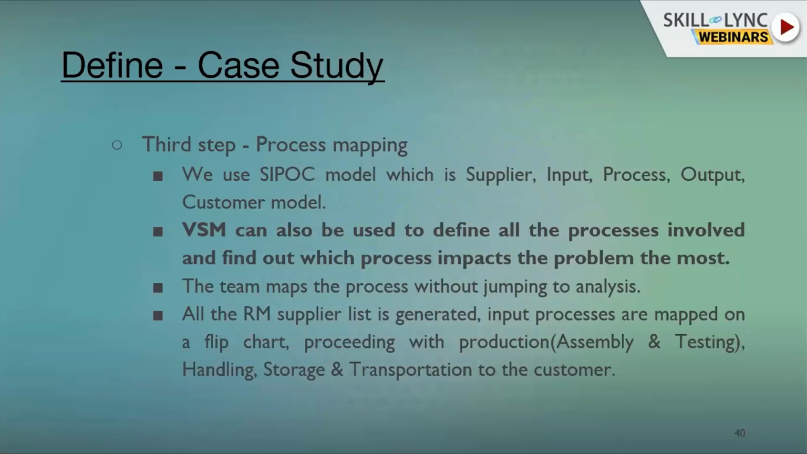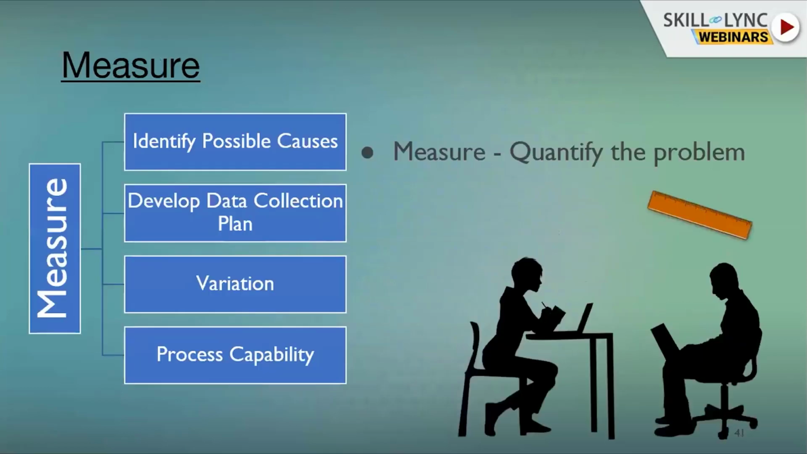So the team maps the process without jumping to analysis again. All the RM supplier list was generated. Input processes were mapped, flip chart, everything. We just noted down everything from supplier till customer. This was the approach.